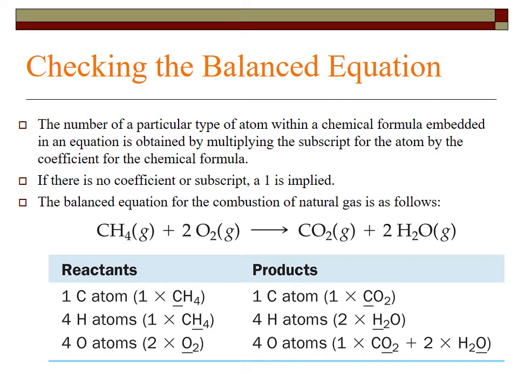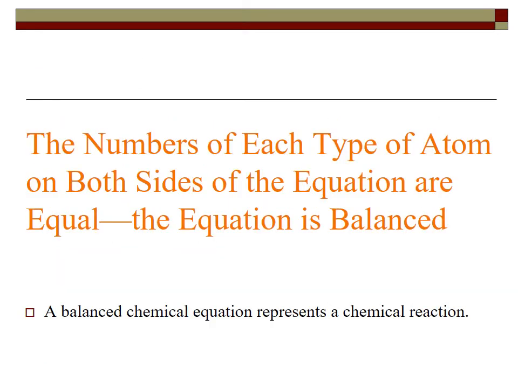So in this case, this particular equation is balanced. The numbers of each type of atom on both sides of the equation are equal. So we say the equation is balanced. A balanced chemical equation represents a chemical reaction.